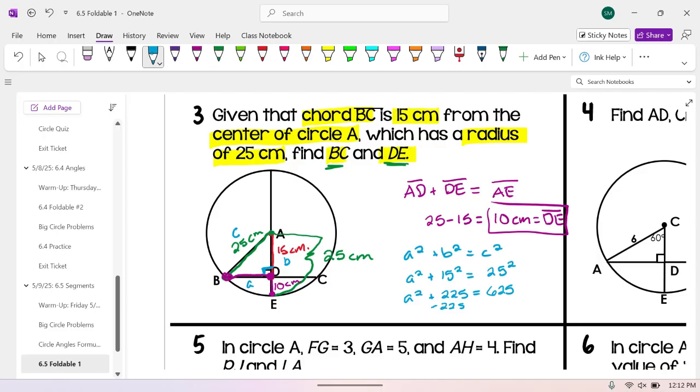Subtract the 225 from both sides. I get a squared is equal to 400. What's my last step? Take the square root of both sides. So, what's the square root of 400? 20. So, BD is equal to 20 centimeters.